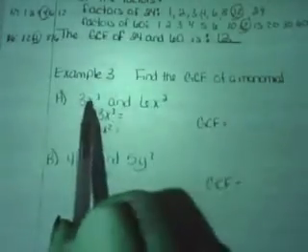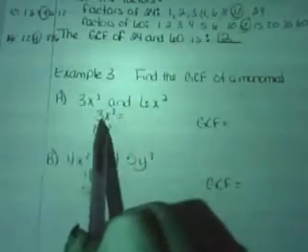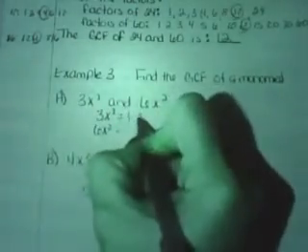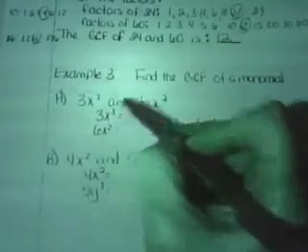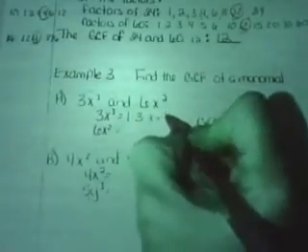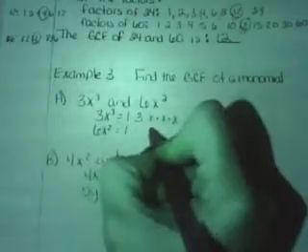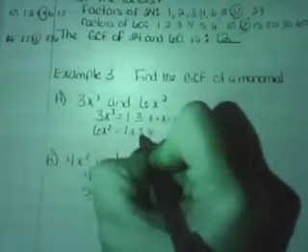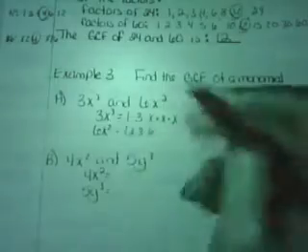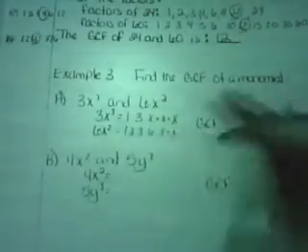How about finding the greatest common factor of a monomial? Find the greatest common factor of 3x cubed and 6x squared. Well, what are your factors of 3? I have 1, 3. x cubed breaks down to be x times x times x. 6x squared, my factors of 6 are 1 and 6, 2 and 3. x squared breaks down to be x times x.